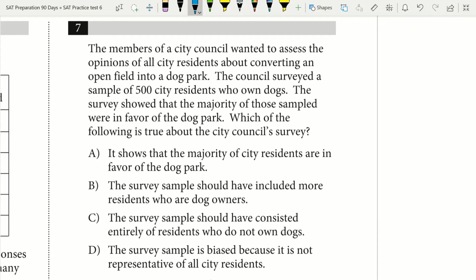Today I have an SAT math tip and trick for you that deals with applying statistics and a set of data to form a conclusion based on a survey. So in this case, I'm going to use question 7 from SAT practice test 6 to illustrate this point.